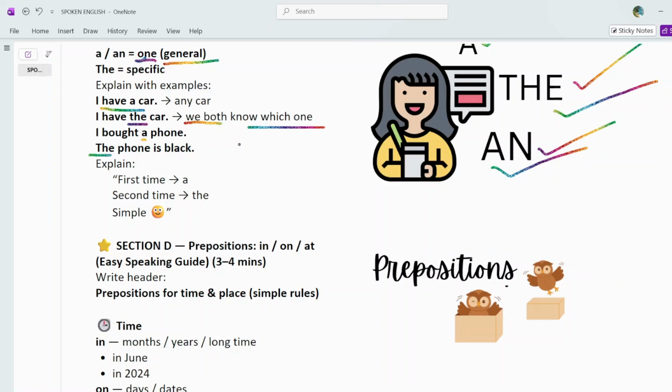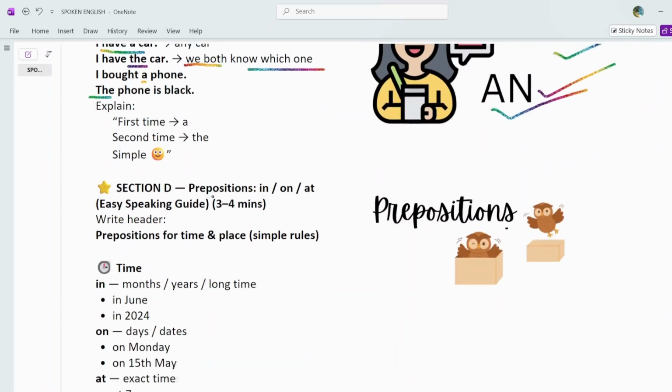Now till here we have covered three rules. That is your word order for sentence formation, that is subject, verb, plus object. The second rule that we spoke about is subject-verb agreement. And the third one is when we are looking at using the articles. Okay, let's quickly jump to section D.